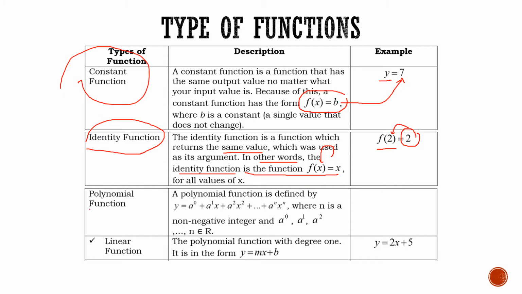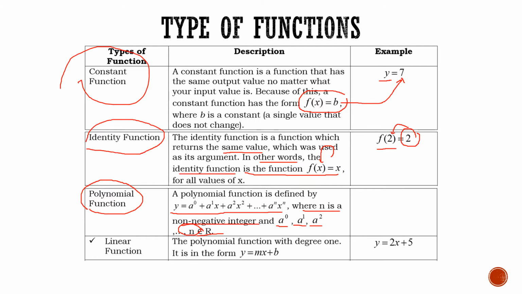Next is your polynomial function. A polynomial function is defined by a given pattern, wherein we can use it to identify if the given function is a polynomial function or not. Where n is a non-negative integer, and a sub 0, a sub 1, a sub 2, up to a sub n are elements of the set of all real numbers.